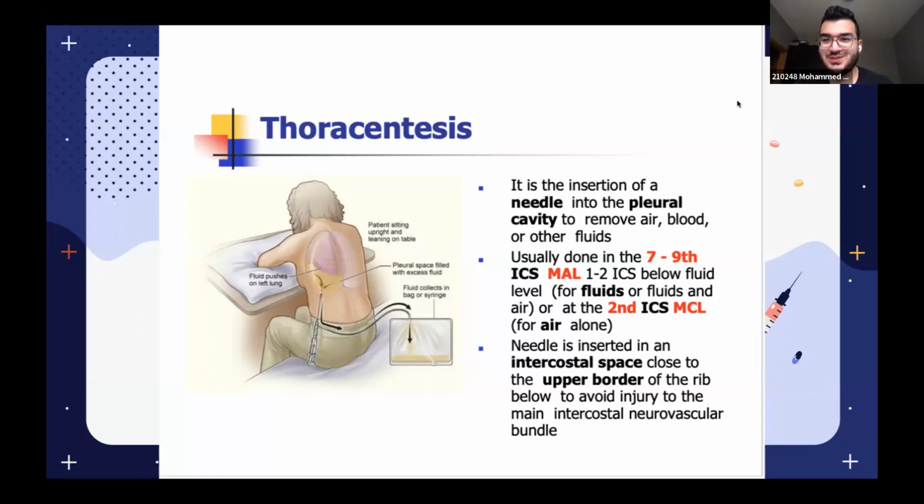People who didn't say three, people who said one and two. Clear? You sure? This is the last question of the second lecture. So if you have any questions about this lecture, the pleura, ask me before I move on to the last lecture from my part.